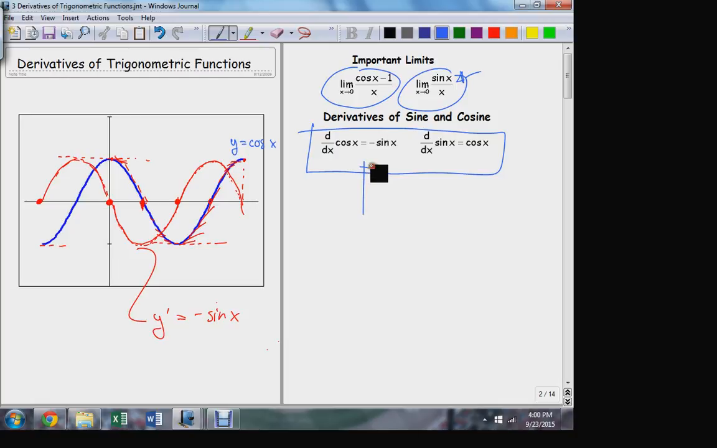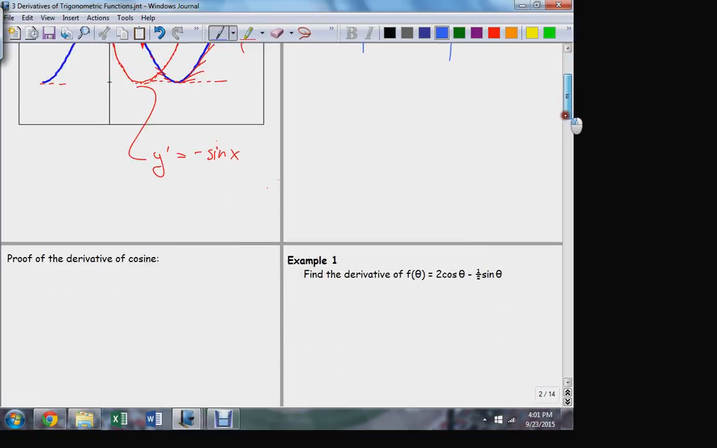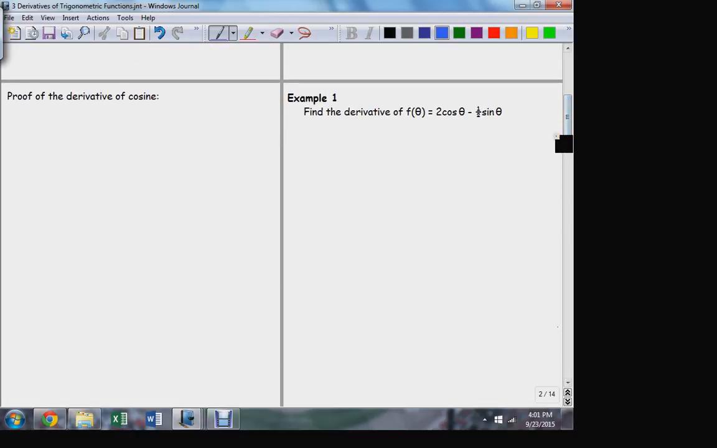So there they are. There are the two basic fundamental derivatives of our trigonometric functions. Sine and cosine are related to each other as derivatives. Negative sine is the derivative of cosine. Cosine is the derivative of sine. So here's where I was going to do the proof, but I'm not going to do it now.